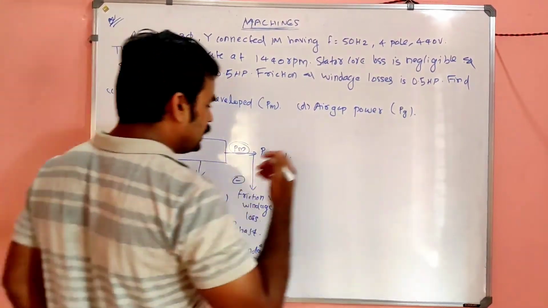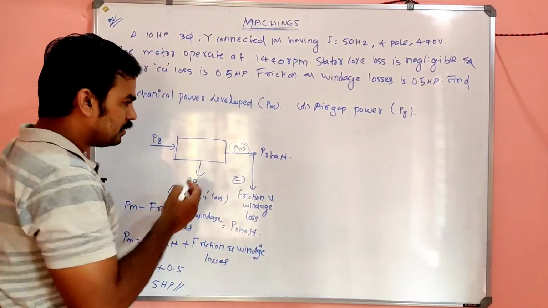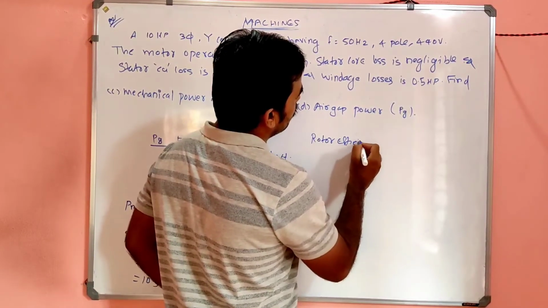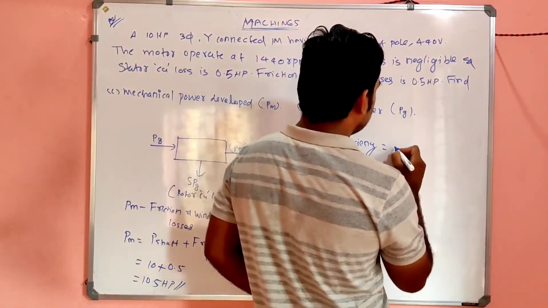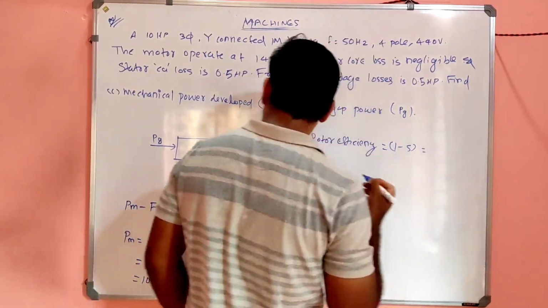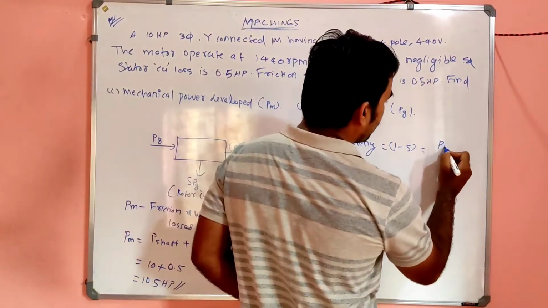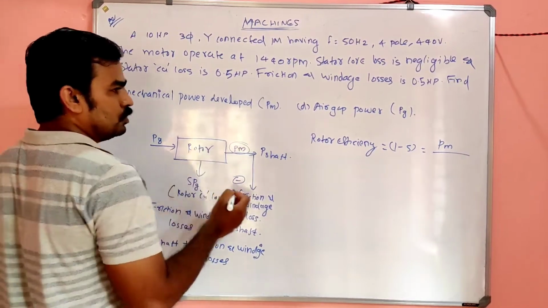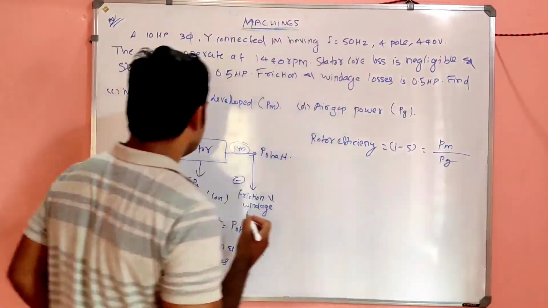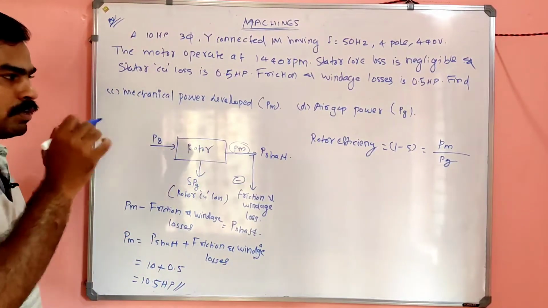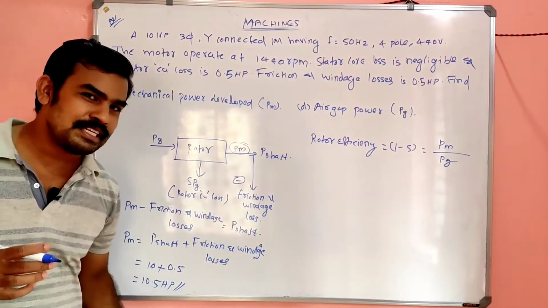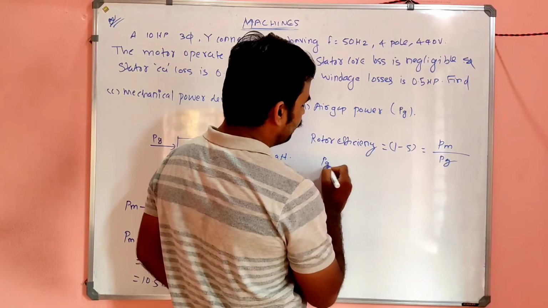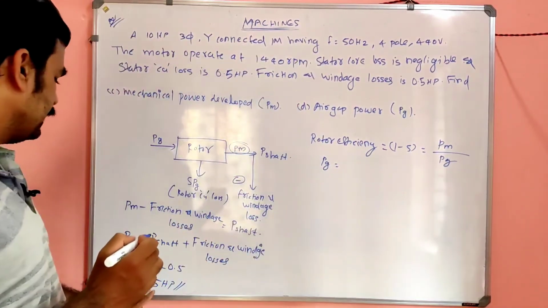So air gap power PG. See, what will be the rotor efficiency here? Rotor efficiency will be equal to 1 minus S. It is the rotor output, PM, divided by the rotor input, PG. This is the rotor, my dears. So the rotor output divided by rotor input will give you the rotor efficiency. We already derived the equation for rotor efficiency, which is nearly equal to 1 minus S. We can directly substitute that. We have to find PG. PG is equal to PM, which you already have. PM, mechanical power developed, you already have.